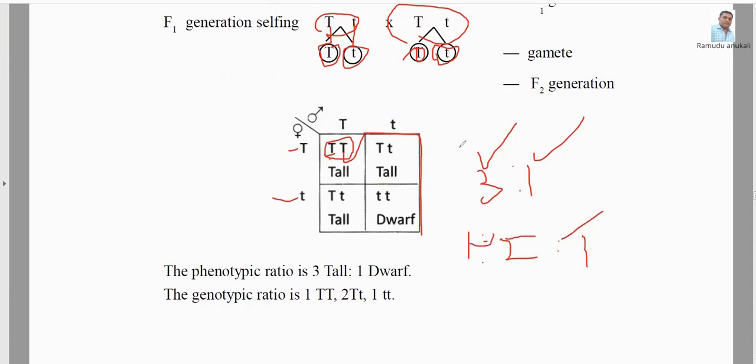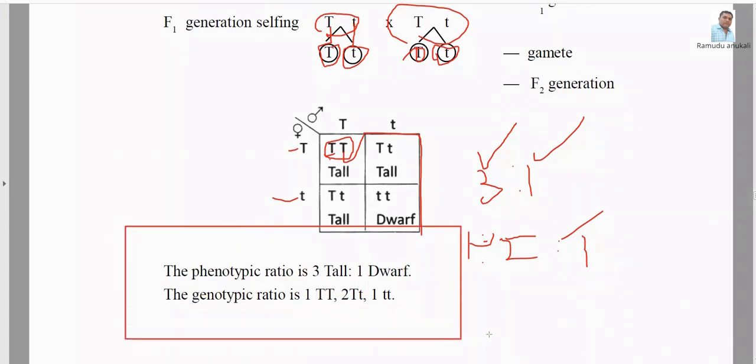The genotype ratio is 1:2:1. This ratio you have to keep in your mind. This is most important at examination level. So the phenotype ratio in the F2 generation is 3 tall plants and 1 dwarf, whereas the genotype ratio in the F2 generation is 1 capital T capital T, 2 capital T small t, and 1 small t small t. So this is the genotype ratio.